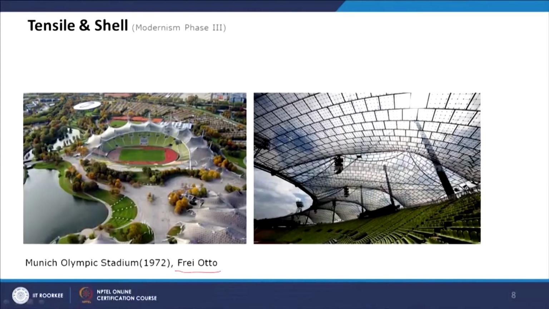A few examples from the tensile structures, since we have discussed shell structure. One of the famous tensile structure architects was Frei Otto. This is the Munich Olympic Stadium, designed in 1972 by Frei Otto. If you look, it has a series of steel masts holding this roof form over the gallery. These are the tensile members you can see in this photograph, on top of the gallery.